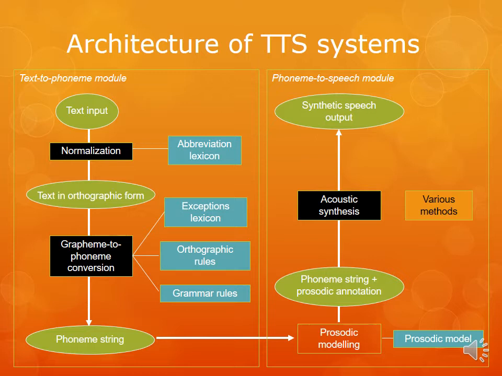The string of phonemes is now an input into the phoneme to speech module. There we model what we call the prosody. Okay, is it a Spanish person speaking? Is it a Brazilian speaking? Is it an American? Is it an Englishman? All these will pronounce English in different ways. So the harmony with which they speak, the loudness, the pitch, all this is what we call prosody. So the phoneme string now comes with the prosodic annotation, and then we perform the acoustic synthesis. There are various methods of acoustic synthesis which we're going to see, and then eventually we have the synthetic speech output.